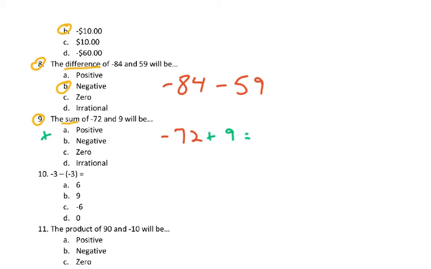Is that positive, negative, or 0? Obviously, it's not going to be irrational. We don't know what that means yet. If I'm down 72 and I only go up 9, I'm still really in the negative. So it'd be B, negative.